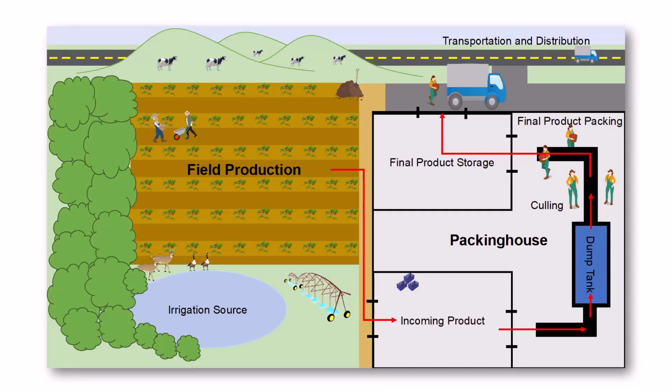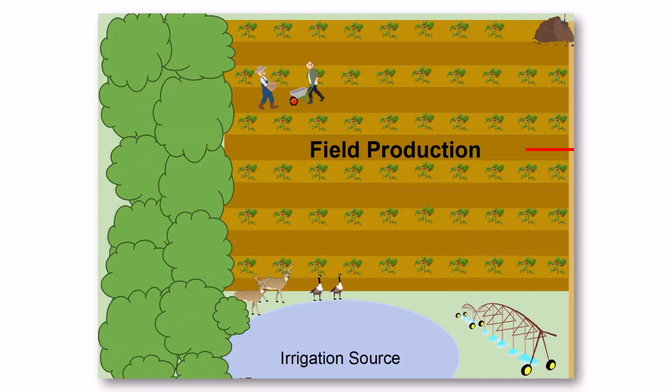One way to start identifying on-farm hazards is to draw a map of the farming operation, outlining the flow of product from start to finish. Consider the primary ways crops may be contaminated at each stage of the process. A map of the farming operation allows you to visualize hazards or potential contamination pathways for the different processes performed at each stage. In this slide, we see field production. The crop is located near a wooded area, so wildlife such as deer could pose a risk of contaminating produce, while geese could contaminate the irrigation source.